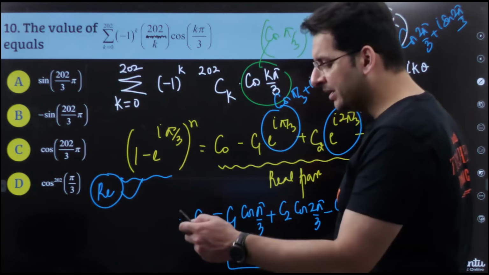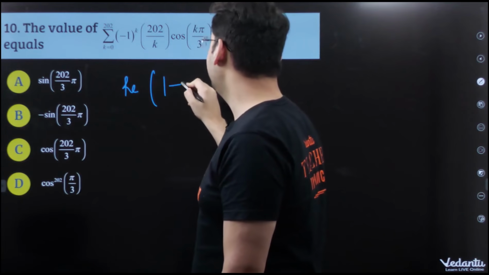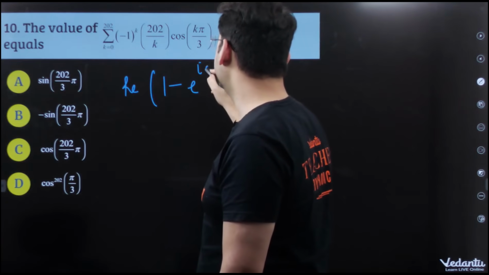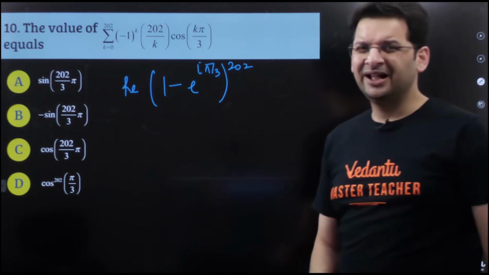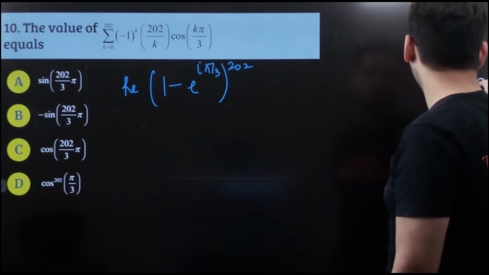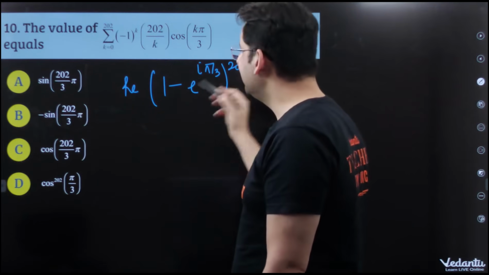So the question now becomes, I need to find the real part of (1 minus e to the power iota pi by 3) raised to the power 202. This is the question. You can do this using a lot of different methods. One way is to just write the value.